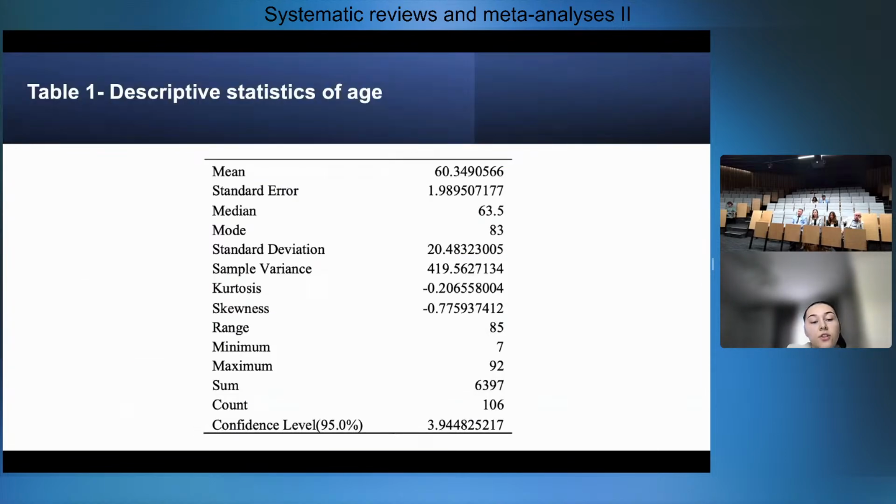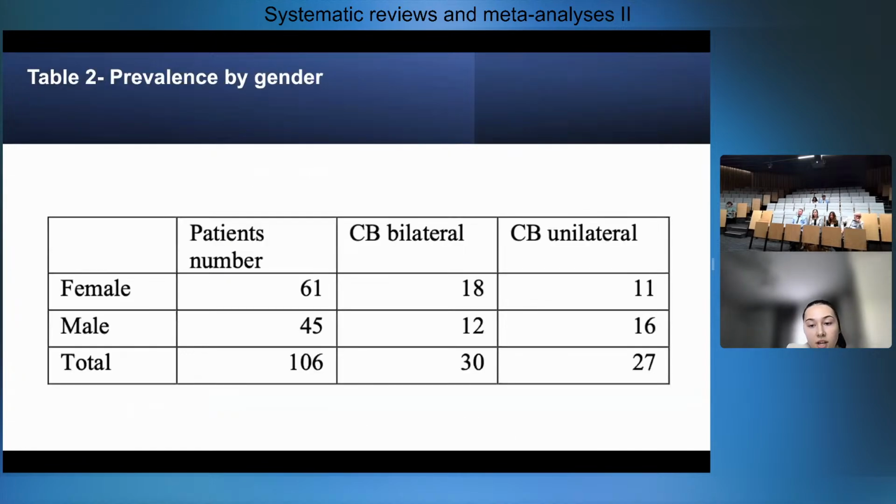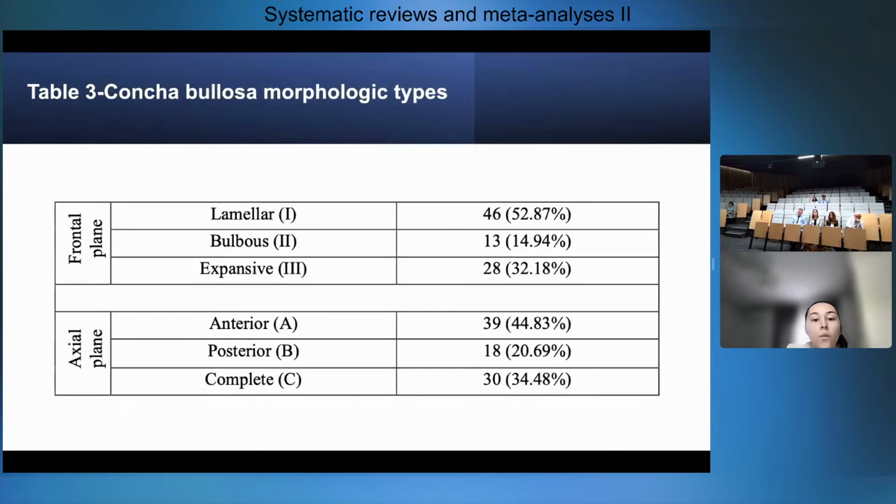Statistical tests showed a uniform distribution across the age, as we can see in the first table, and the gender groups, as we can see the prevalence in the second table. Our proposed classification revealed 9 subtypes with the mass effect, both in the axial plane and in the coronal plane, as we can see in table 3.